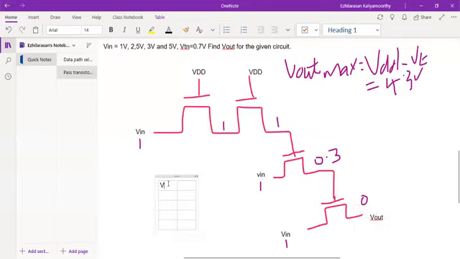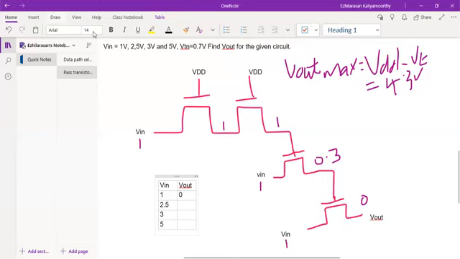So this will be your Vin, this will be your V out. First Vin is 1, next is 2.5, next is 3 volt, next is 5 volt. So for 1, how much are you getting? 0 we are getting.